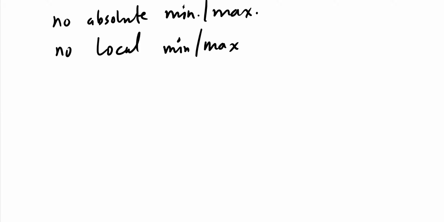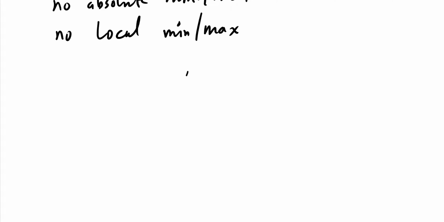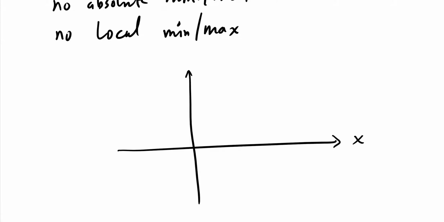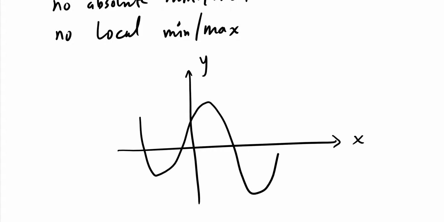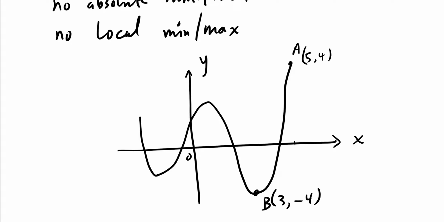So what about another, different example? X, Y. Say this goes this way. And let's label them. This is 5, 4, point A. This point here, 3, -4, point B. This point, let's call it 1, 2, C. -2, -1, D. This point, -3, 2, E.